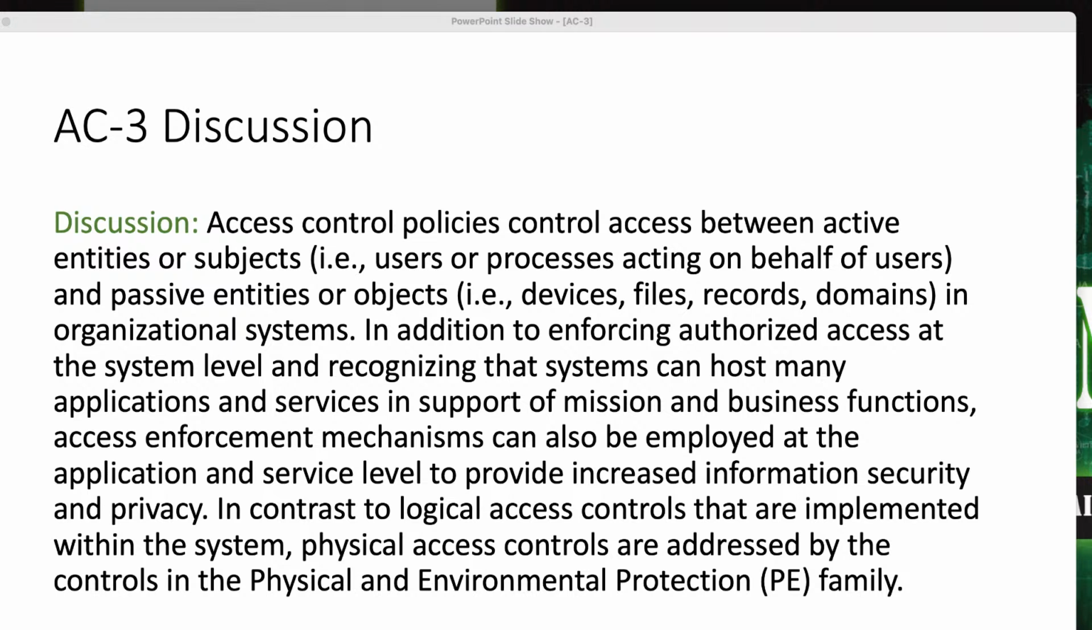In contrast to logical access controls that are implemented within the system, physical access controls are addressed by the controls in the physical and environmental protection family, the PE family. And we know that that's like keeping people away, actual people putting their hands on your system. We don't want people to put their hands on the system without having authorization. That's a bad thing. In this control, we're only talking about logical access control through the network, through the information system.